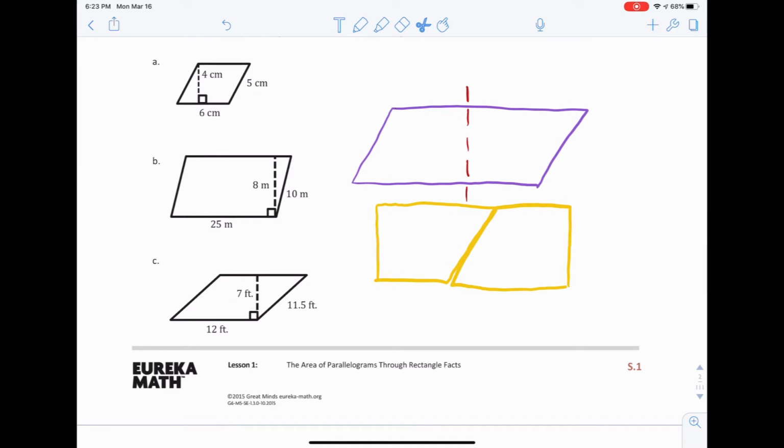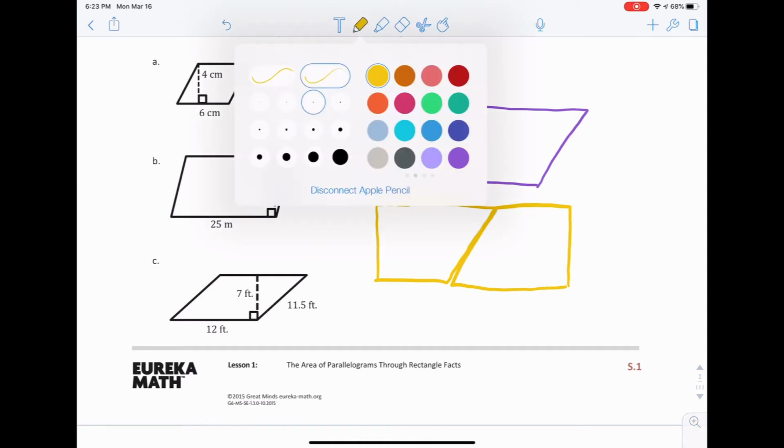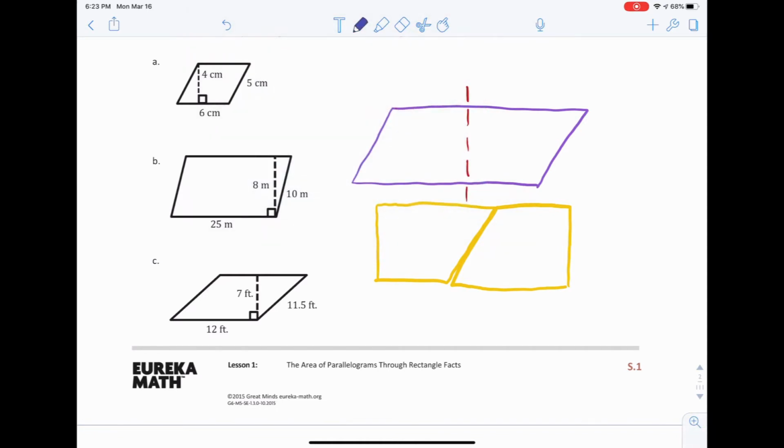Now what's interesting about this is that we know how to find the area of a rectangle. The area of a rectangle is found by simply taking the length, so we'll call this entire shape here the length, and then calling this the width, and if we were to multiply the length times the width, we would get the area. Well, the same thing is true for a parallelogram because they really are the same shape.